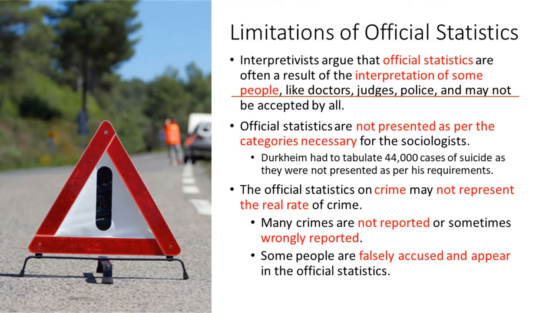One form of official statistics which is usually criticized is the official statistics on crime. For instance, crime statistics may not represent the real rate of crime. Why? Because many crimes are not reported, or sometimes wrongly reported, and obviously they will be wrongly recorded. Some people may also be falsely accused, and they would appear in the official statistics. So all these are problems with official statistics that sometimes influence the studies of the sociologist.